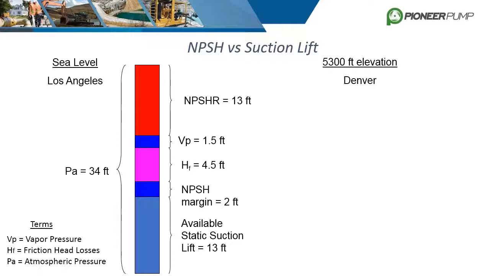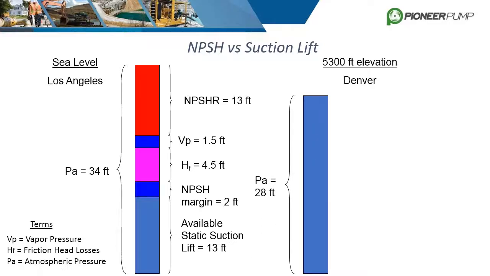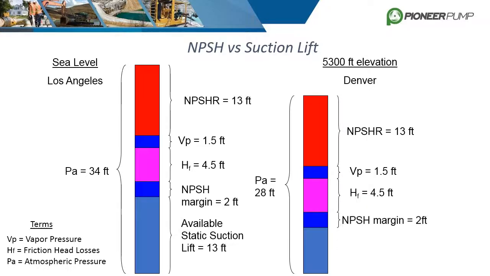Now for the pump in Denver. At 1 mile high, the pump only sees about 28 feet of atmospheric head. NPSH-R is still 13 feet. Vapor pressure and friction losses are the same at 1.5 and 4.5 feet respectively. The NPSH safety margin is 2 feet, leaving the maximum static suction lift at only 7 feet. The conclusion here is that pumps cannot pull as much static lift at higher elevations.